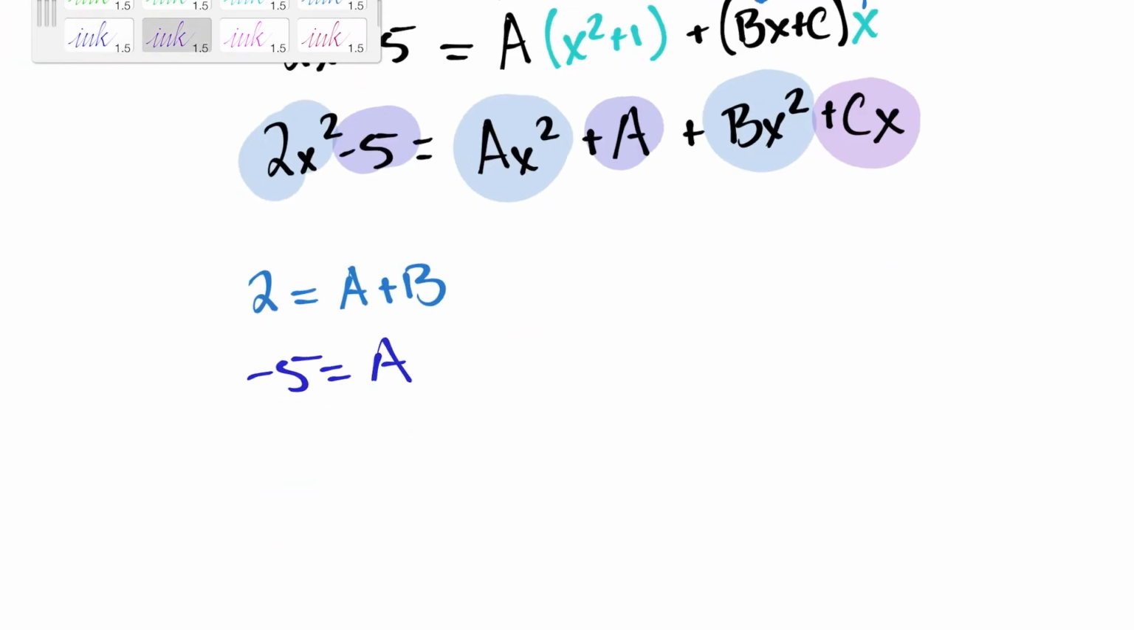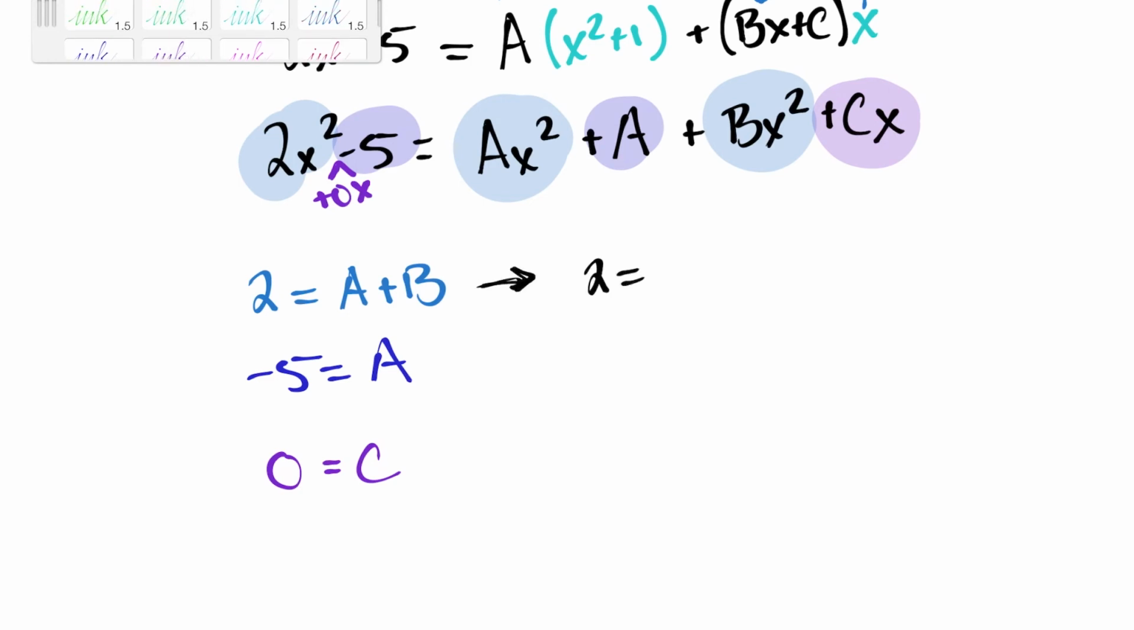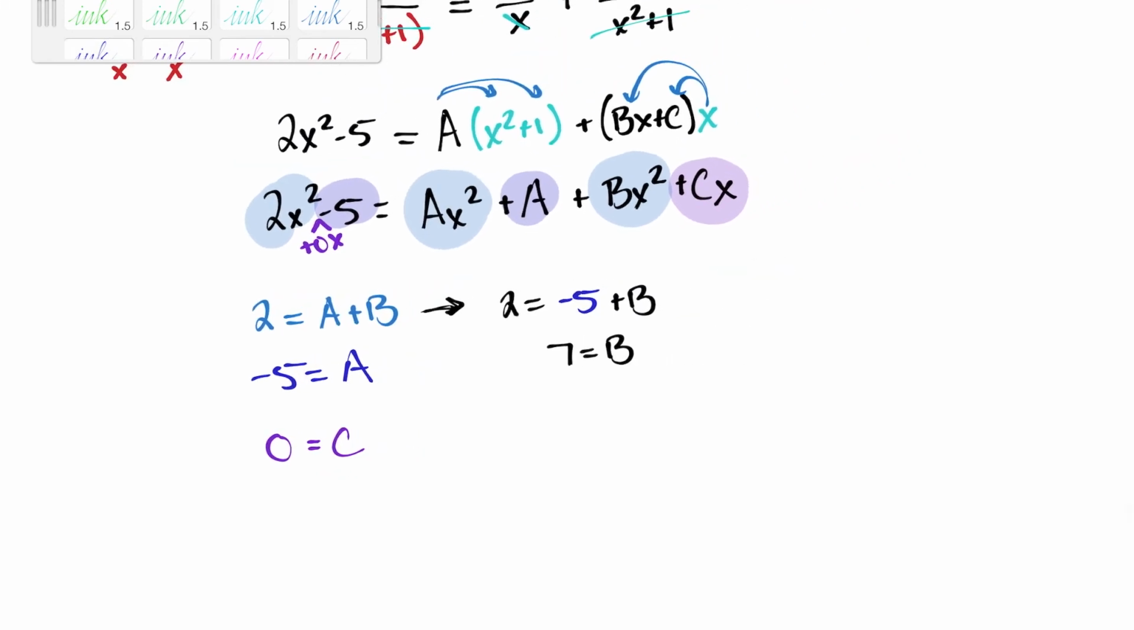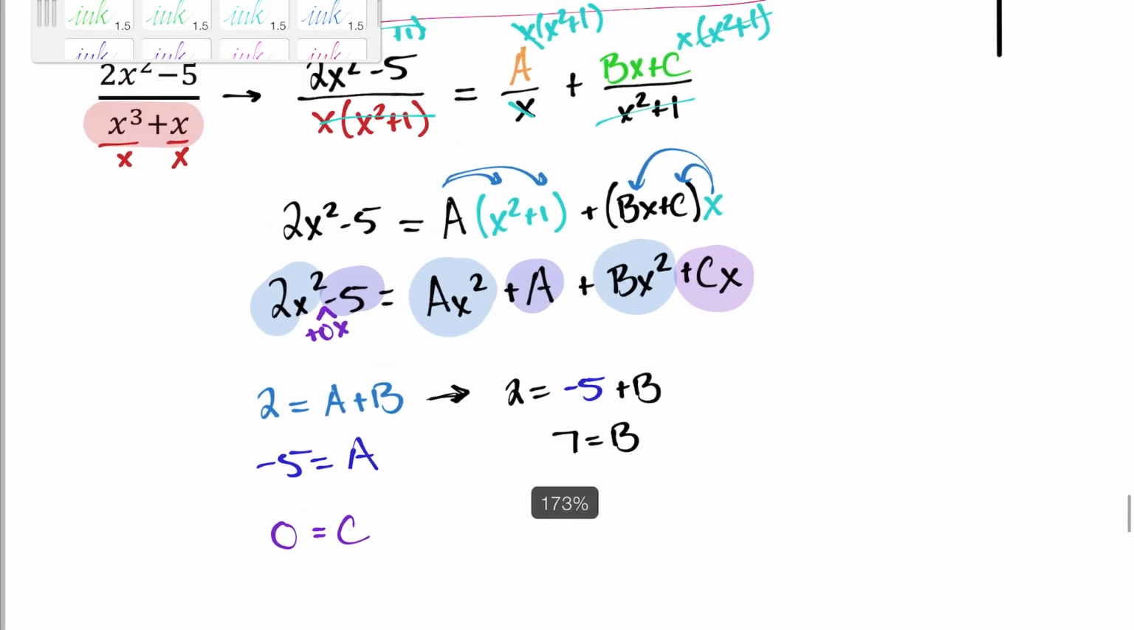And I now have another situation where I have a cx, but I don't have an x on the other side of the equation, which means c is going to be equal to 0. Now that I have my a and my c, I can just plug in -5 for a and solve for b. Now that I have my a, b, and c, I can plug these into the equation.